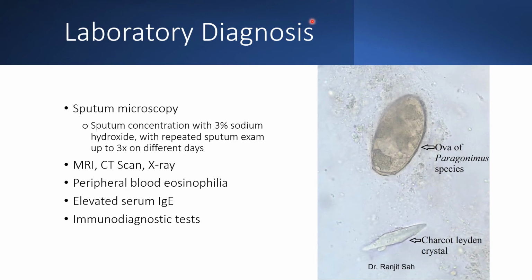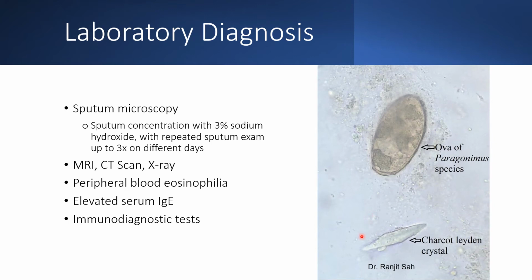And take note that together with the ova of the Paragonimus species, it is also common to see charcoal-laden crystals. These charcoal-laden crystals are slender and pointed at both ends. These crystals normally appear colorless and stain purplish to red with trichrome stain. So what is this? This is a product of your eosinophils.